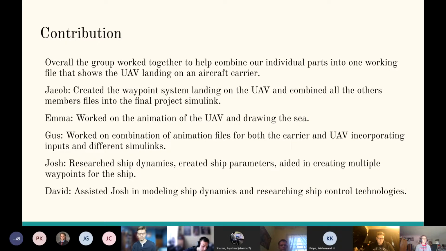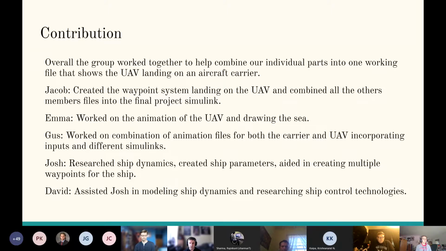Overall, our group worked together. Once everyone had finished the parts that we each individually worked on, we came together to piece together every individual file. Jacob was the main source of creating a waypoint system, so how the UAV was able to find the aircraft carrier. Emma worked on the animation with me, making sure that she gets the C drawn in and really working on the F-16.